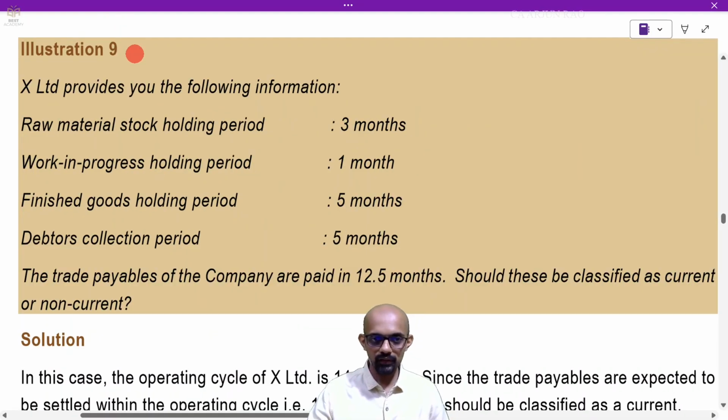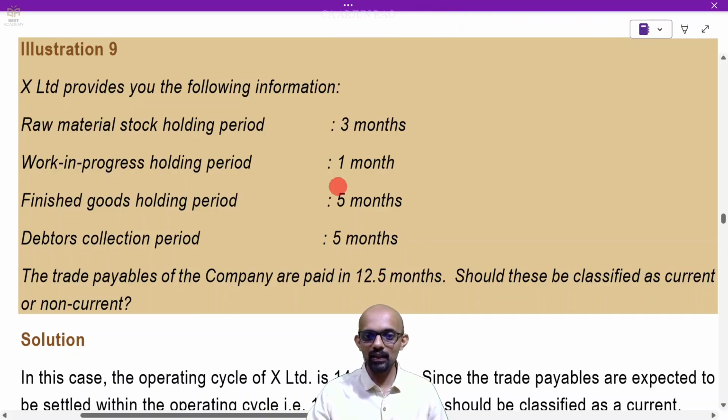We'll come back to illustration 8. Let's now do illustration 9. So they have given raw material, WAP, finished goods, debtors. We add everything. We get 14 months. They've also given creditors payment period 12.5. So will we do 14 minus 12.5 to calculate operating cycle? No, operating cycle is 14.